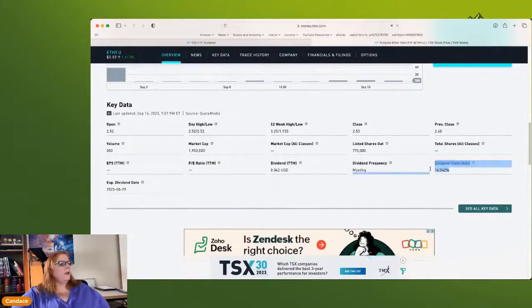There's your dividend yield, right? Nice, 16.542%. And see right here, USD. So this one is the USD one. So that may not be one that you want. You may want to grab the Canadian one, unless, of course, you want it in USD dollars. I mean, nothing's stopping you from doing that.